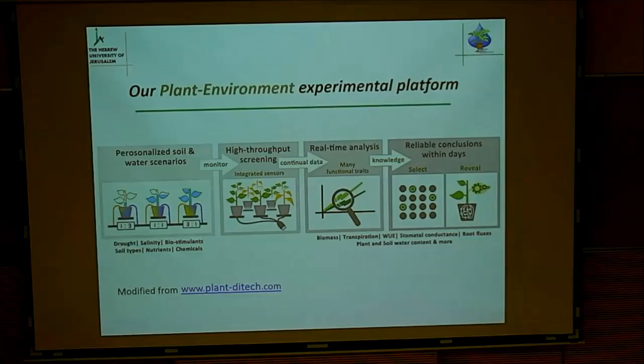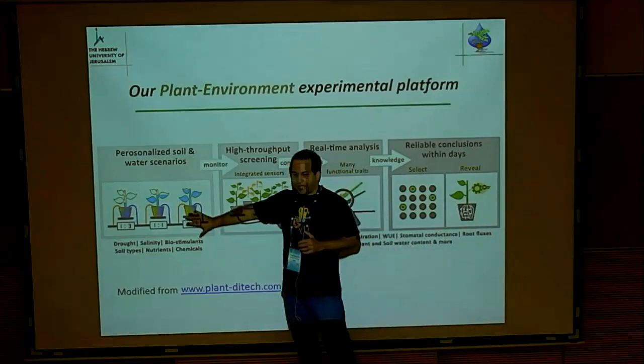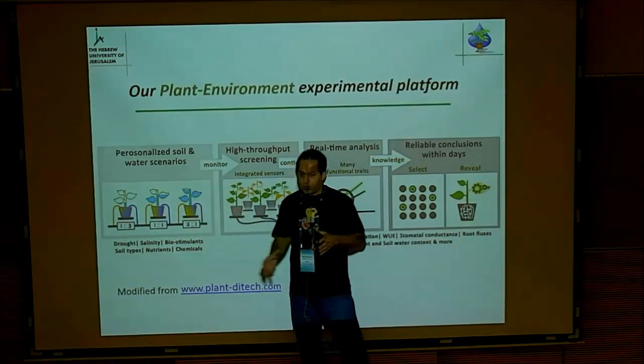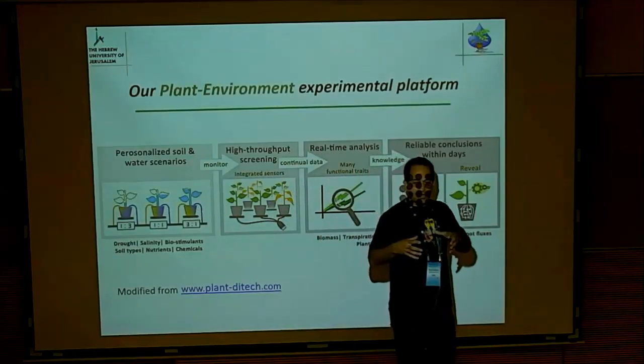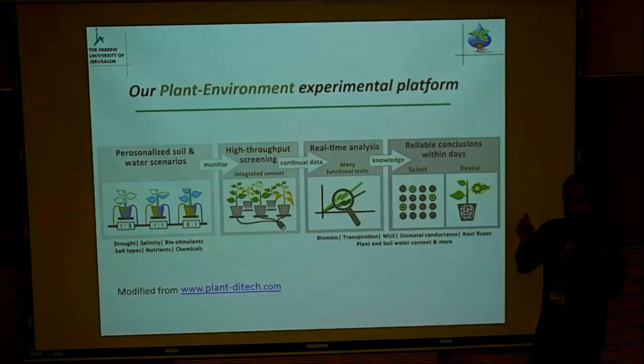We use a system called Plant Array, which belongs to a company called Plant Detect. The system allows us first to control each and every one of our pots. You will see it in the greenhouse. Each pot has its own controller, its own two valves, so we can give any pot any solution we want in any concentration.